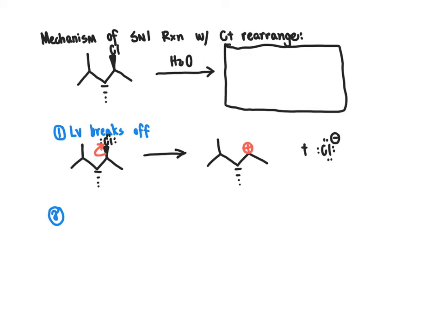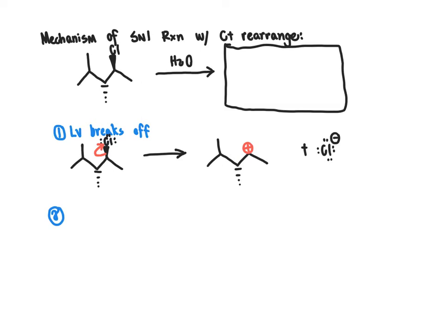In this example, though, rather than creating a tertiary carbocation, which is the most stable type of carbocation, we've created a secondary carbocation. And the secondary carbocation is not as stable as the tertiary carbocation. So what happens here is that if there is a way to move a methyl group or a hydrogen atom to create a tertiary carbocation, that's going to be what happens next.